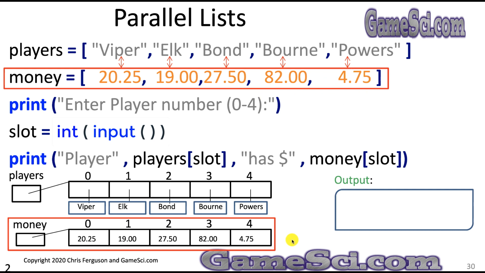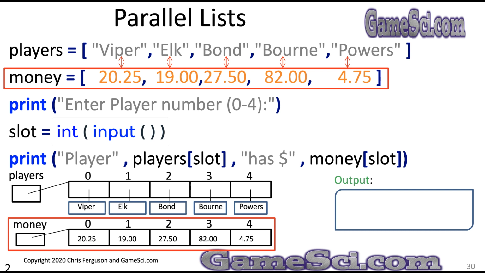Each slot gets a corresponding value. Now here's where the parallel list comes into play. That 20.25 is the current money amount that player Viper has. That 19.0 is the current money amount that Elk has. 27.5 is for Bond, 82 is for Born, and 4.75 is Power's current money value.